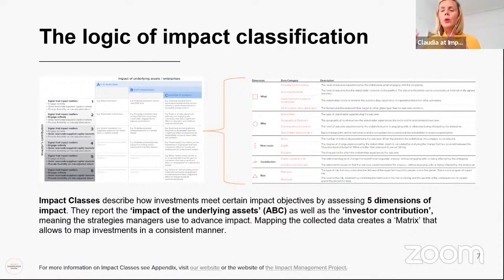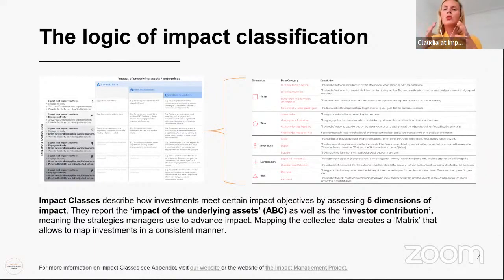And we look at the 5 dimensions of impact, again, a logic that has been developed by the Impact Management Project that categorizes impact data categories in 5 areas: the what, the who, the how much, the contribution, and the risk. And then it actually asks asset managers to collect data against those data points.